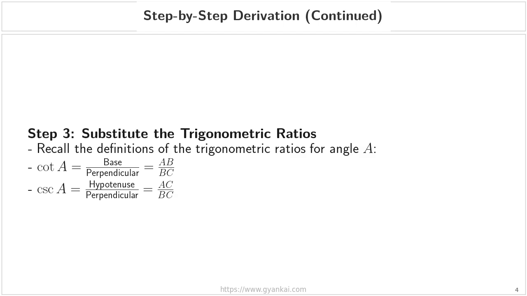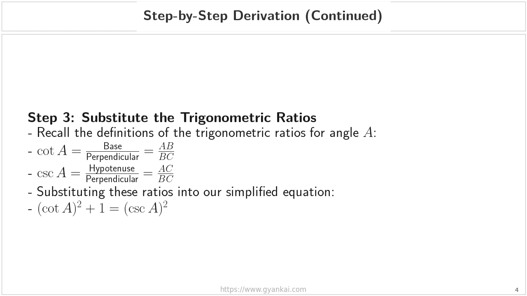Take a moment to recall the fundamental definitions of the ratios for angle A that we've studied before. We know that cotangent of A, which is cot A, is defined as the ratio of the base to the perpendicular, or AB over BC. Similarly, cosecant of A, written as cosec A, is the ratio of the hypotenuse to the perpendicular, which is AC over BC. Now, let's look back at the simplified equation we reached on the previous slide.